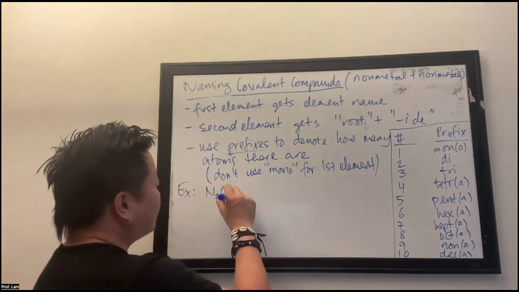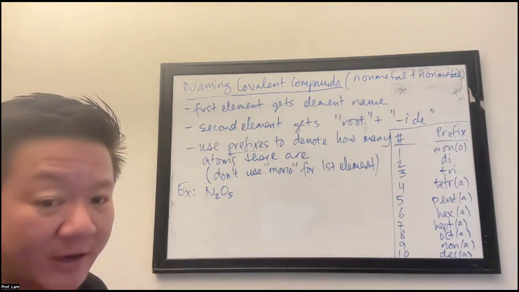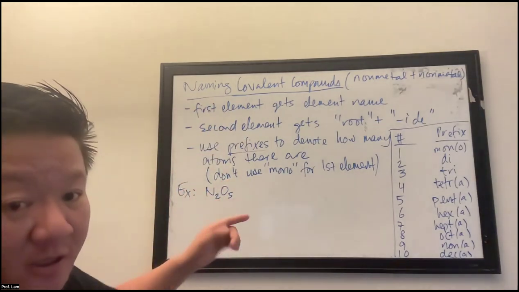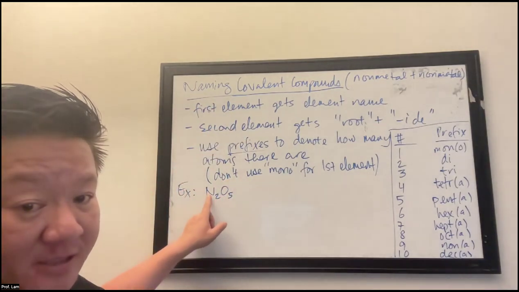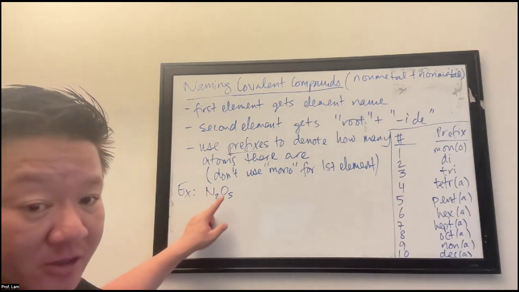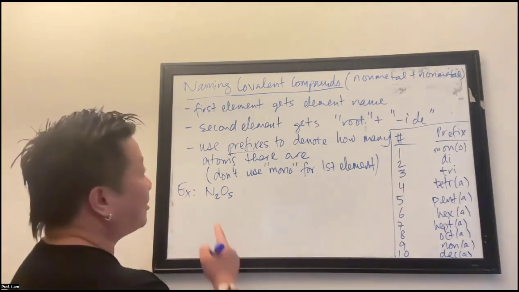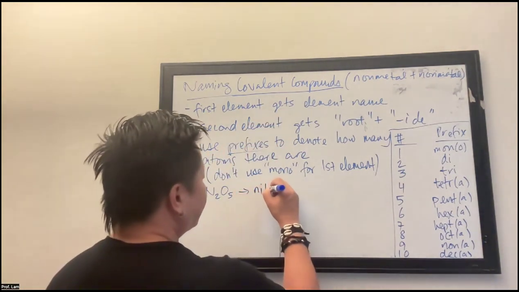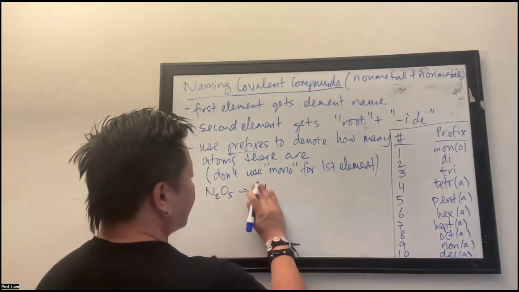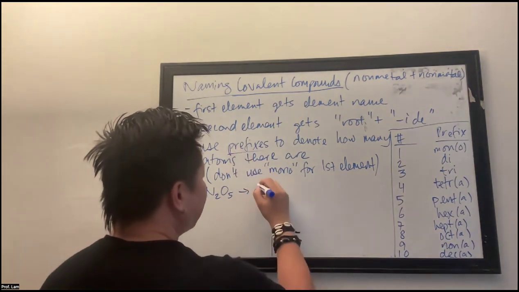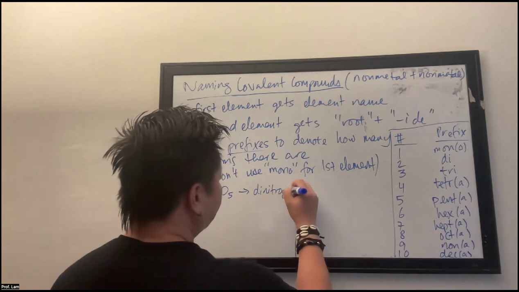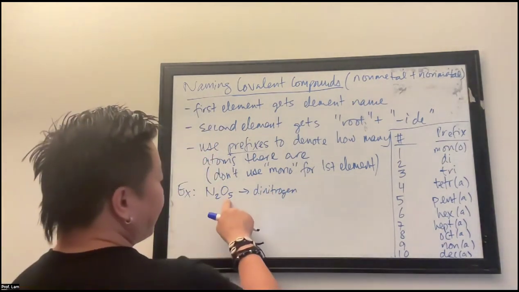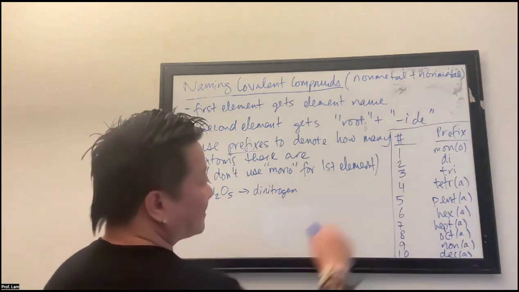N2O5, for example. First of all, how do you know that it gets the covalent naming rules? Well, it's a covalent compound because it's non-metal and non-metal. Nitrogen's a non-metal, oxygen's a non-metal. So you're going to use these rules. It says first element gets element name, so that's nitrogen, but there are two of them, so you're going to write dinitrogen. See how the prefix comes into play? And then the prefix for 5 is penta.